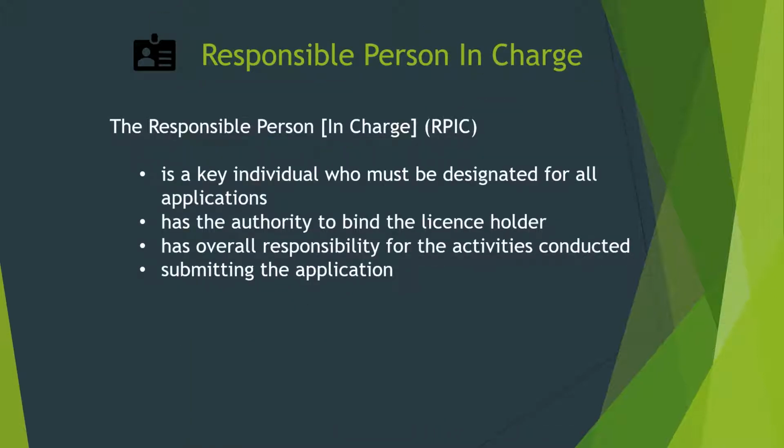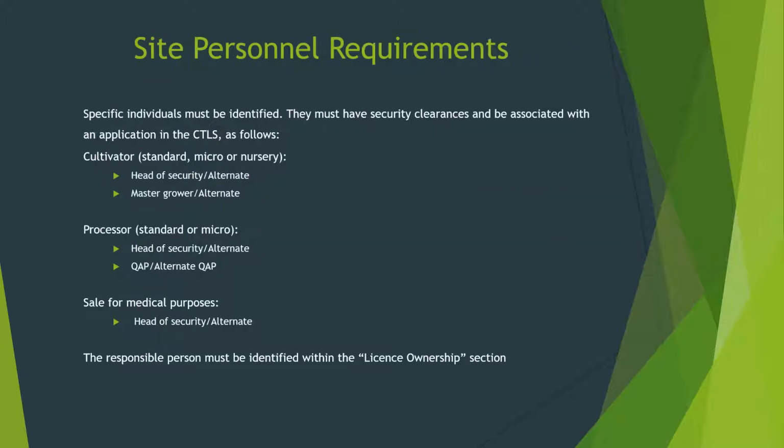The responsible person or responsible person in charge is the main point of contact for Health Canada and is a key individual who must be designated for all applications, who has the authority to bind the license holder and has the overall responsibility for the activities conducted and also for submitting the application. Other key persons are found on a previous slide named key individuals at the facility who must be identified. Site personnel requirements. Specific individuals must be identified.